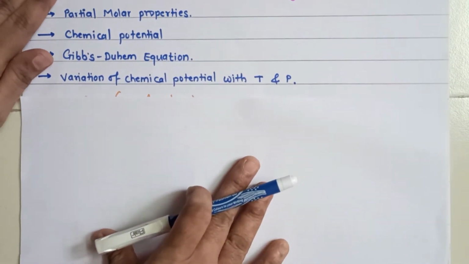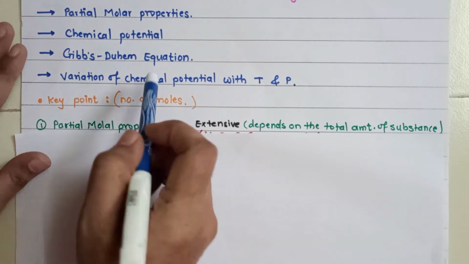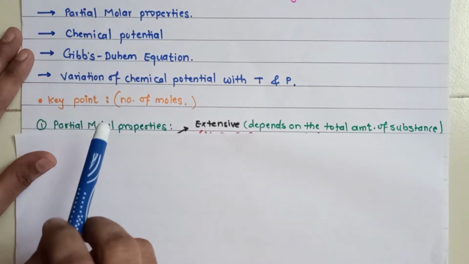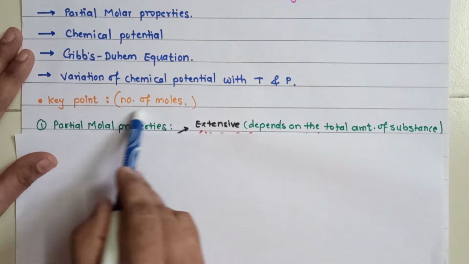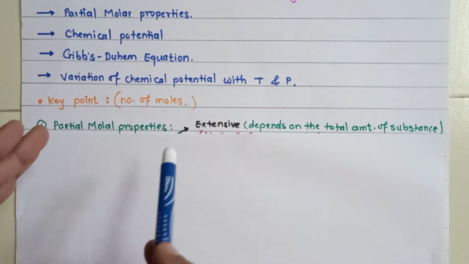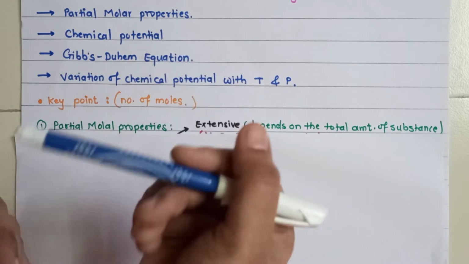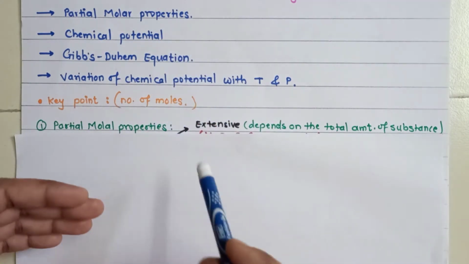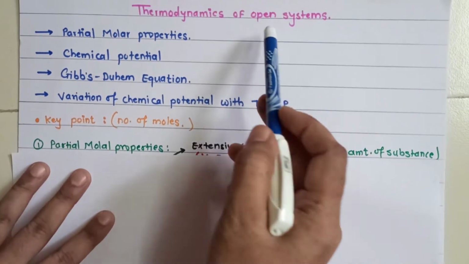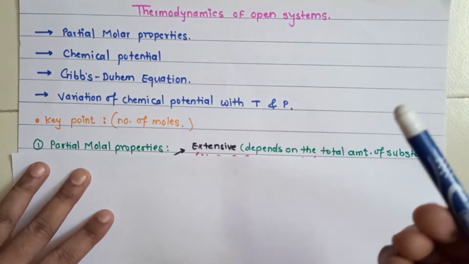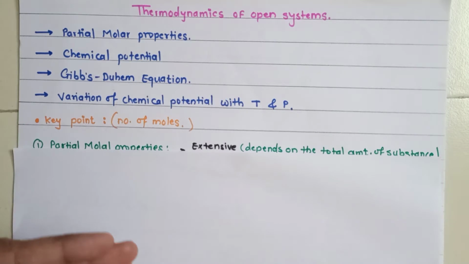Because of that, when we study these particular properties, the major key point is the number of moles. When we talk about partial molar properties, chemical potential and the Gibbs-Duhem equation, they entirely depend upon the number of moles, because the definition itself says that matter as well as energy change with the surrounding.